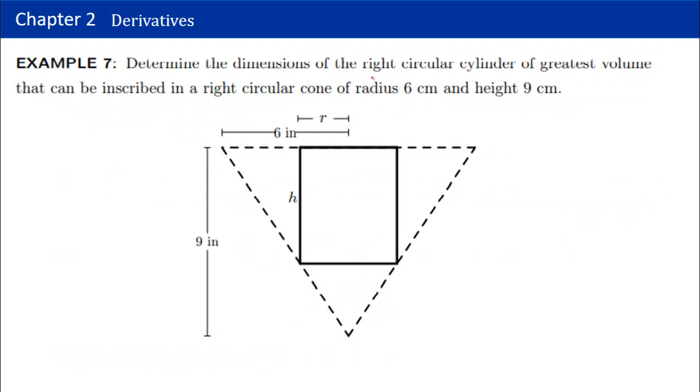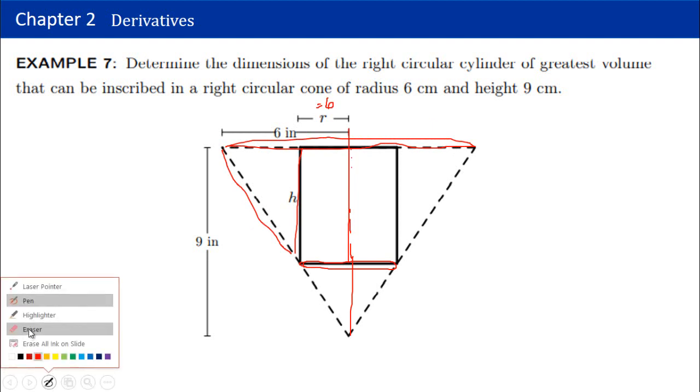Determine the dimensions of a right circular cylinder of greatest volume that can be inscribed in a right circular cone of radius 6 cm and height 9 cm. So the height is 9 cm, and the radius is 6 cm. This is a right circular cone, and that is a cone actually. So this is the second right triangle.